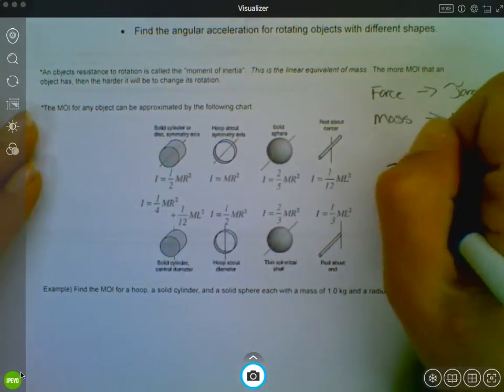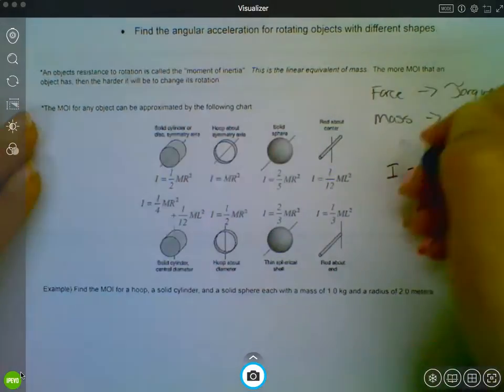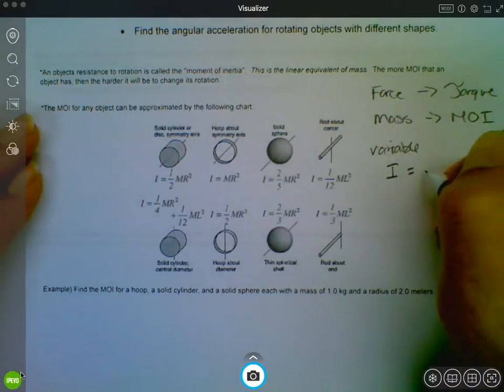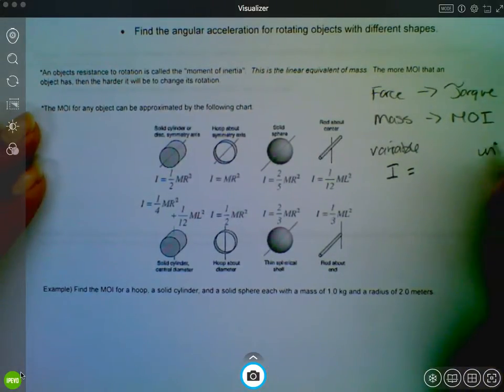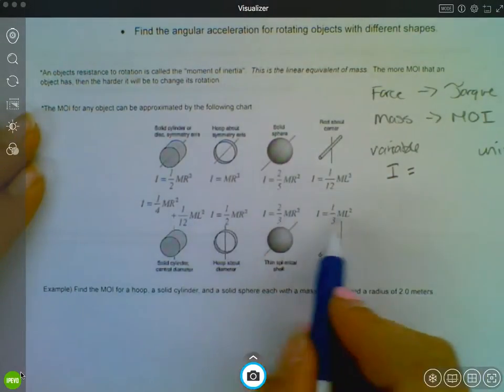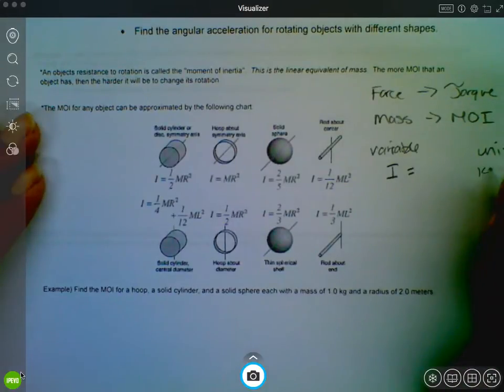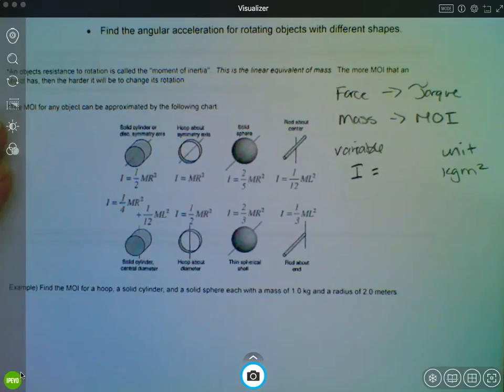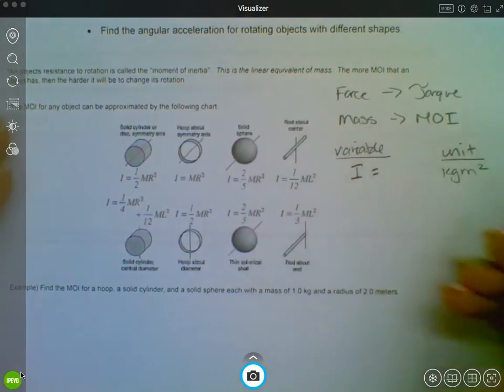For moment of inertia, we use the letter I. That's the variable. And the unit, based on all of these, is mass times r squared, or L squared. So it's kilogram meters squared. That's the variable, that's the unit.